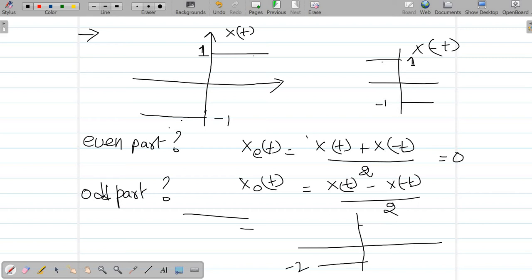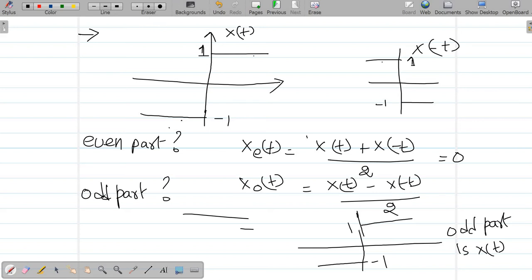and here it is going to be positive 2, but I have to divide it by 2. So when I divide this by 2, I end up getting 1 here, and it is going to be minus 1 here. So this is going to be the odd part of the function. So the even part is 0, and the odd part is the function itself. In fact, it is x of t itself.